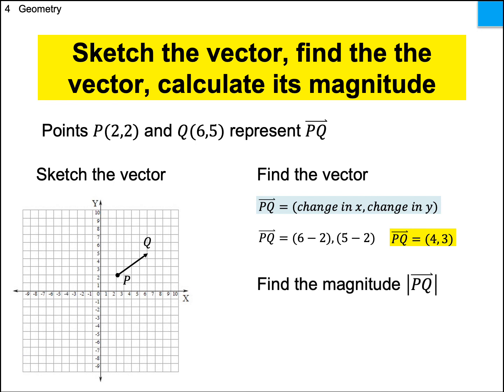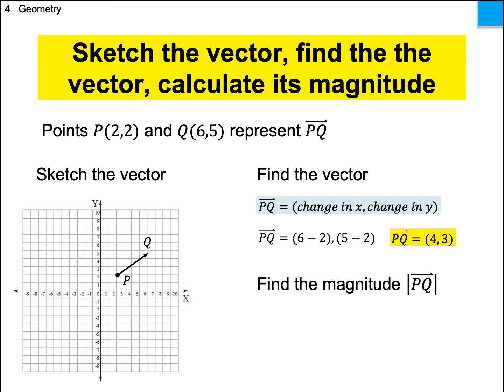Magnitude. So let's find the magnitude of PQ. Oh, by the way, let me back up one step. What does 4, 3 mean? It means the vector is going to the right 4 and up 3. And look at the picture, that's exactly what's going on there. If we had gone from Q to P, then it would be left 4, down 3.